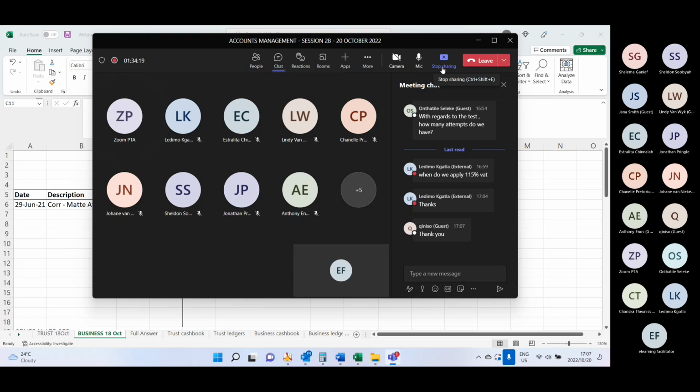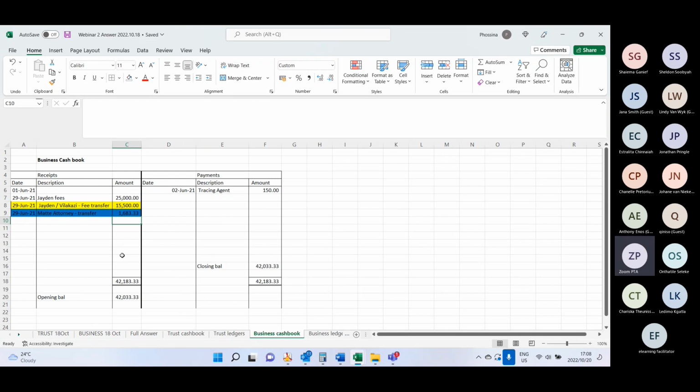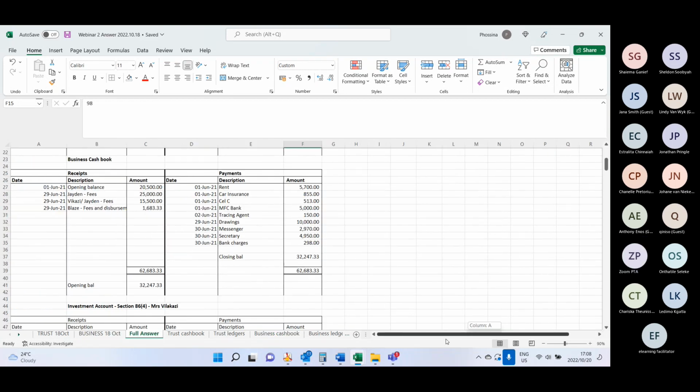Okay, I'm going to stop. Okay, I'm sharing. I think currently you can see the Excel, ne? Okay, so if we go to the full answer, this is the full answer. This is our business account. So in our business account, remember, it's a mirror of the bank statement, you see? So we don't split, we record amounts as paid.